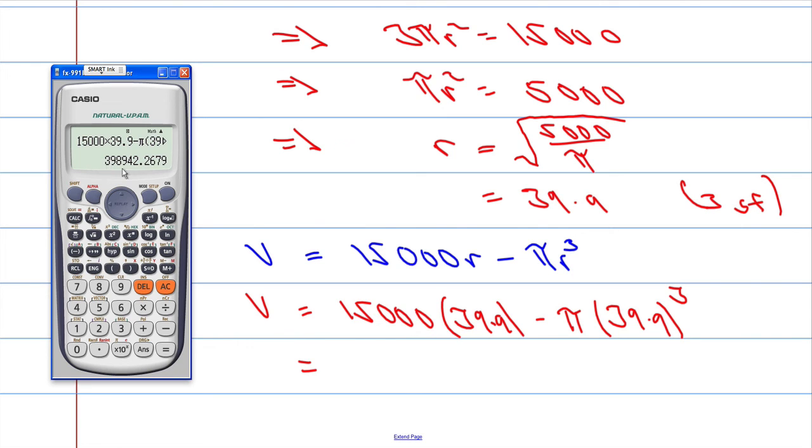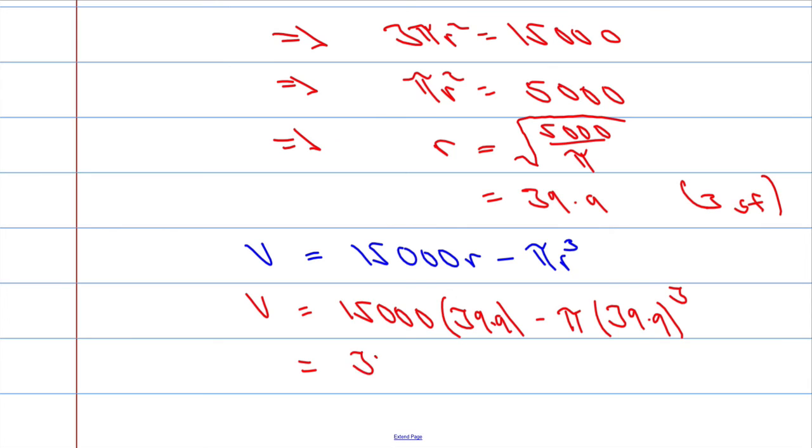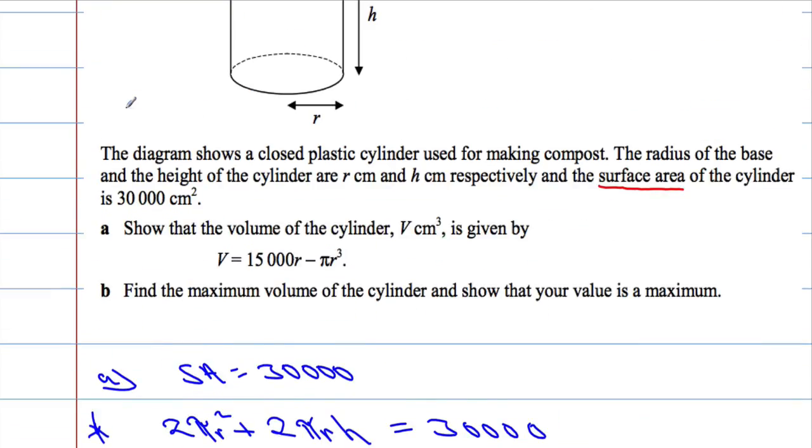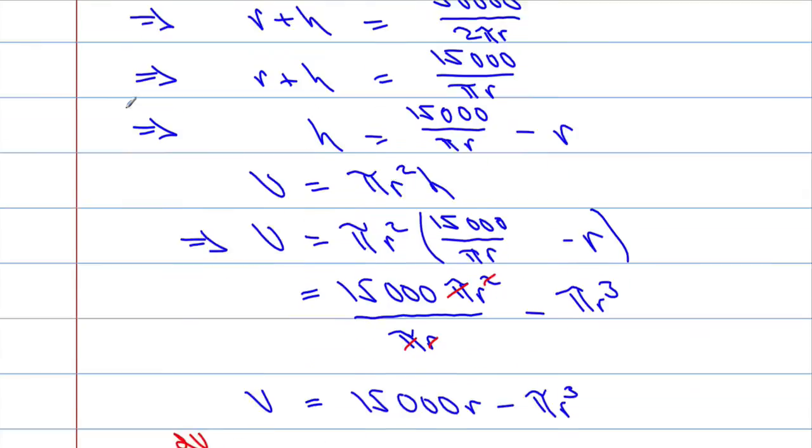And let's do this to 3 significant figures. So to 3 sig fig, it's going to be 399,000 cubic centimeters. That's the max volume. Now the last part is we need to show that the value is a maximum.